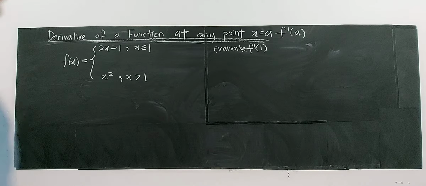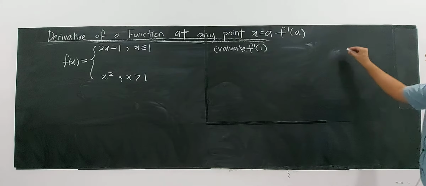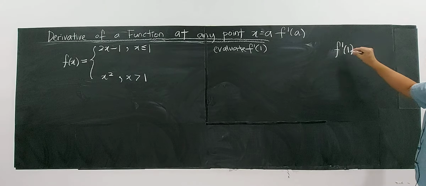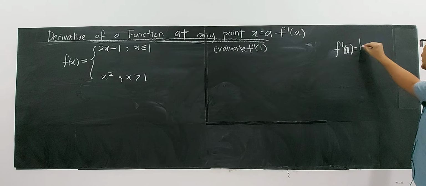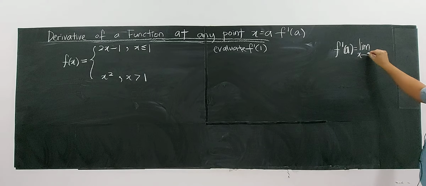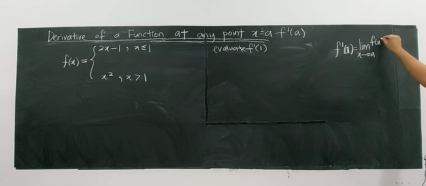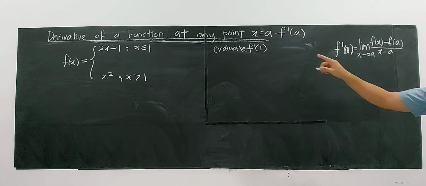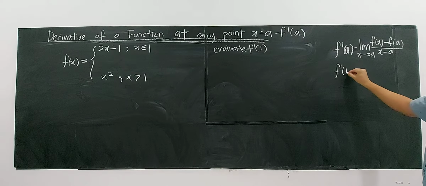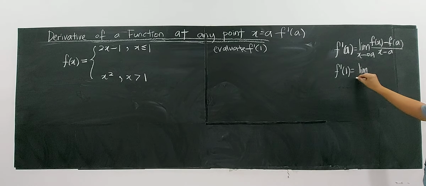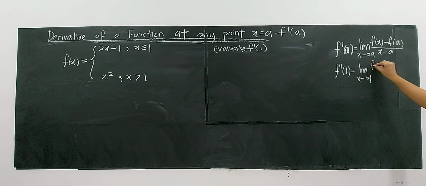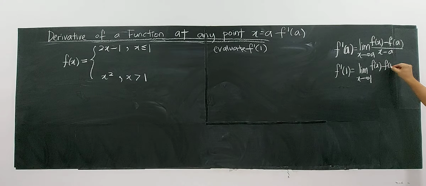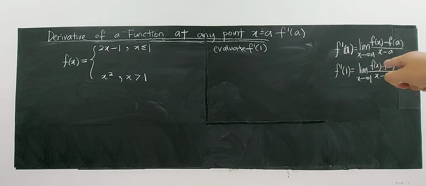Of course, we have to apply the formula for the derivative at a point. You know that f prime of a is defined to be the limit as x approaches a of f(x) minus f(a), divided by x minus a. In this case, a is 1. So the limit as x approaches 1 of f(x) minus f(1), divided by x minus 1. This is the one that we want to evaluate.